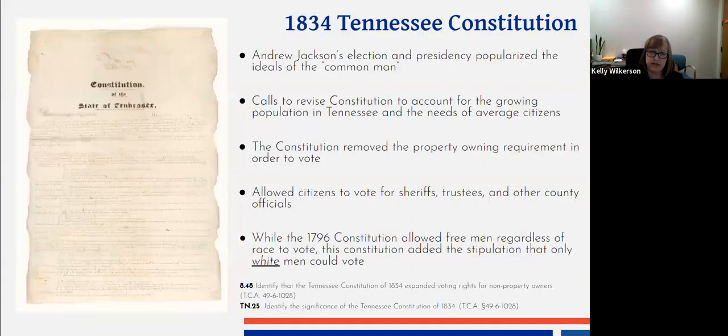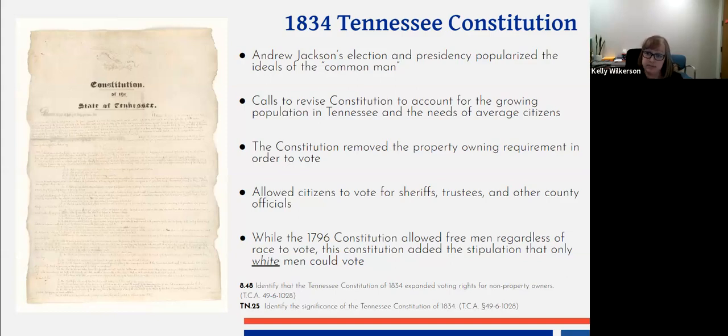All right. Yeah, so let's talk a little bit about the 1834 Constitution. So you all know that Andrew Jackson is elected in 1828 and takes office, of course, in 1829. And Jackson's election and presidency popularized the ideals of the common man, the people's president. Everyone was excited to have Jackson being the first president elected that didn't represent the states of what I think Massachusetts and Delaware. So he comes from a different background than all the former presidents. And so things were certainly changing in America at this time.